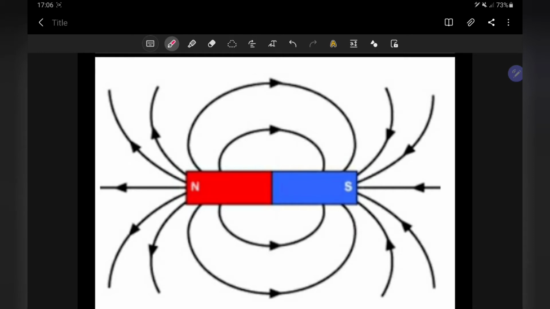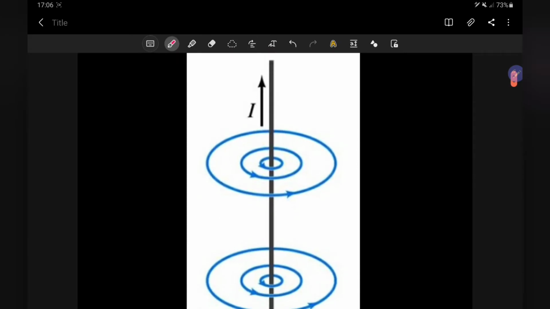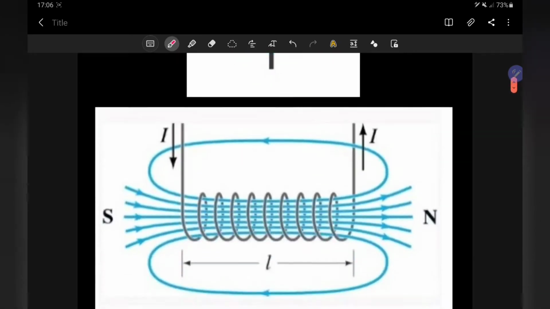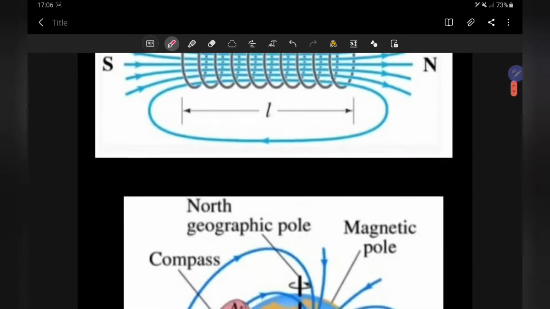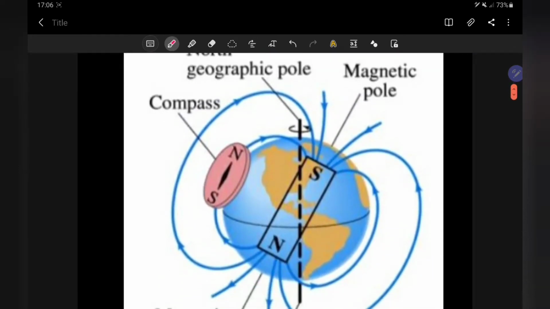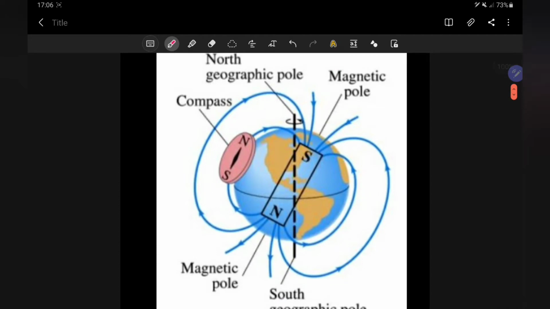This is the pattern produced by any magnetic bar, and this is by any straight conductor carrying a current. This is the pattern produced by any solenoid, and this is the magnetic field of the Earth. Everything is given in your notes, so just check it on your own.